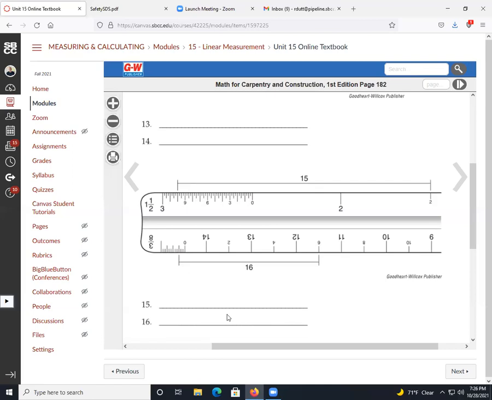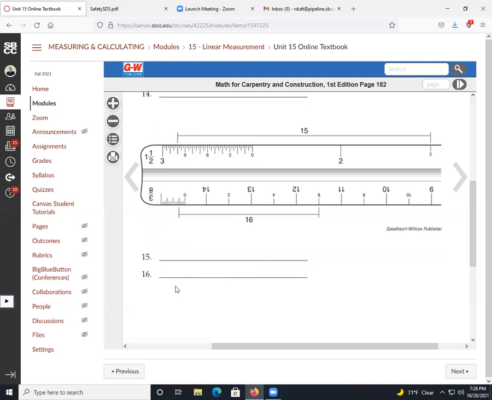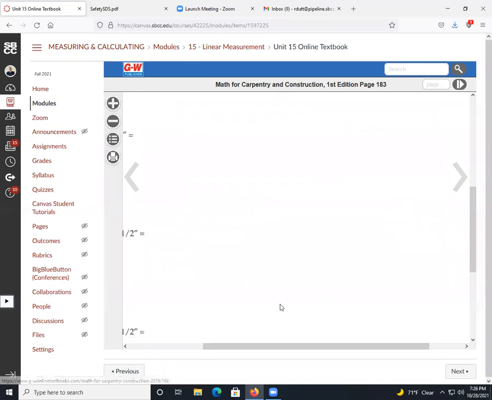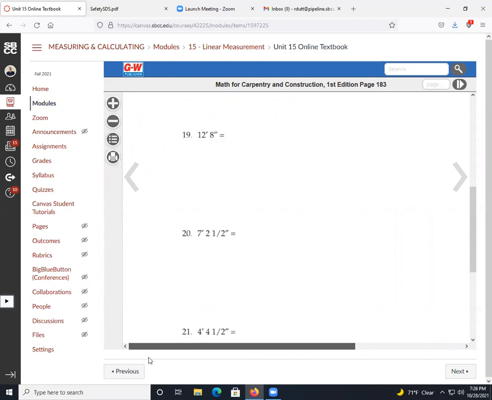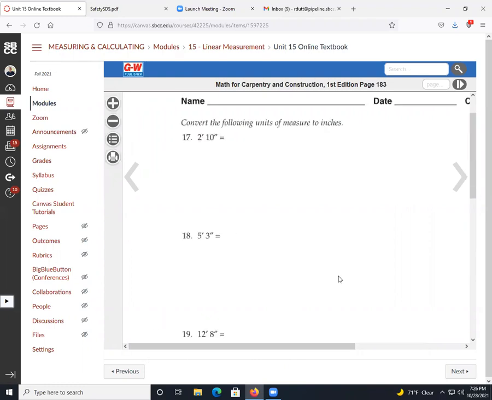Okay, so it's important. Those inches, you know, when you're scaling stuff and drawing stuff to scale, once you do it a few times and hopefully get a sense of it, it gets really easy, I promise. Super easy. Okay, what do we got here? We got some problems, all right? What's this? Okay. So we're going to convert the following units of measure to inches.